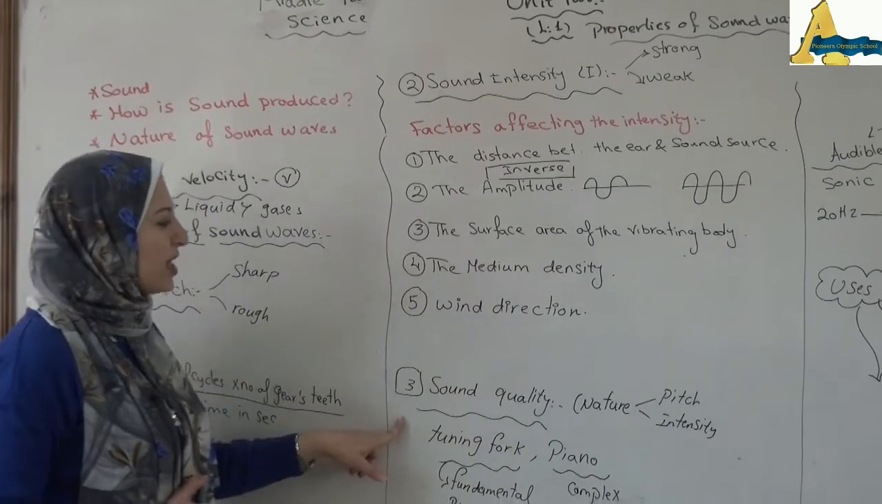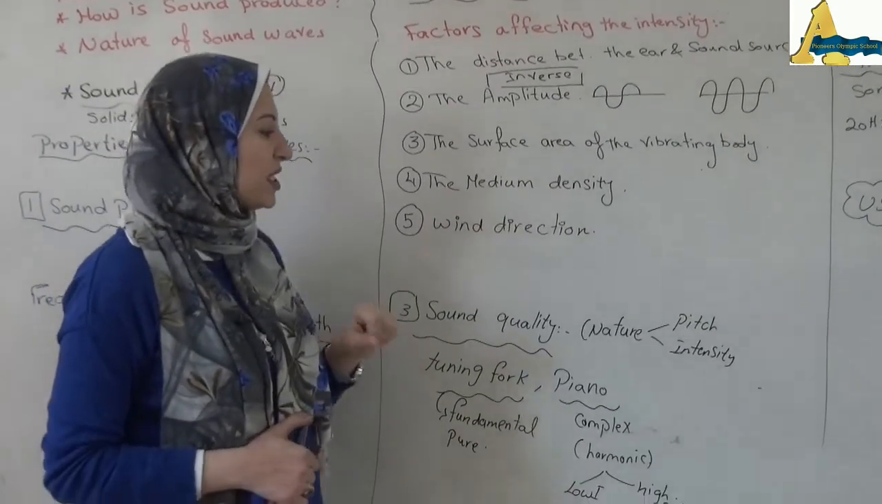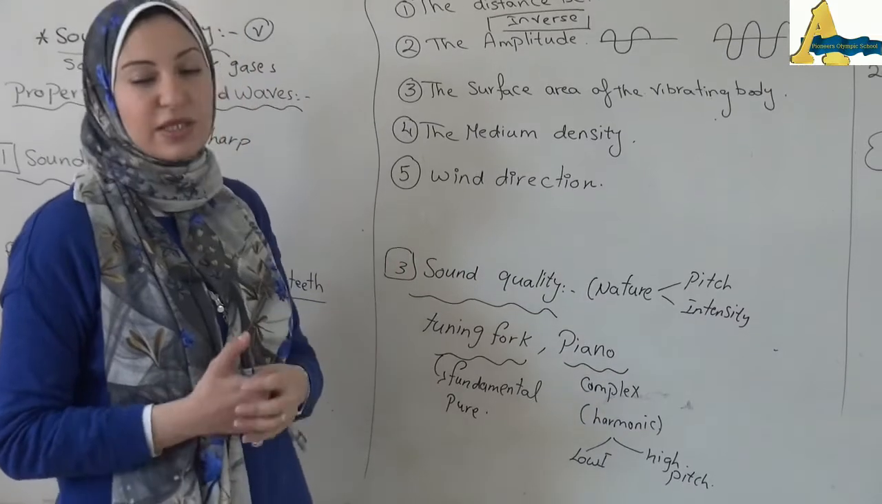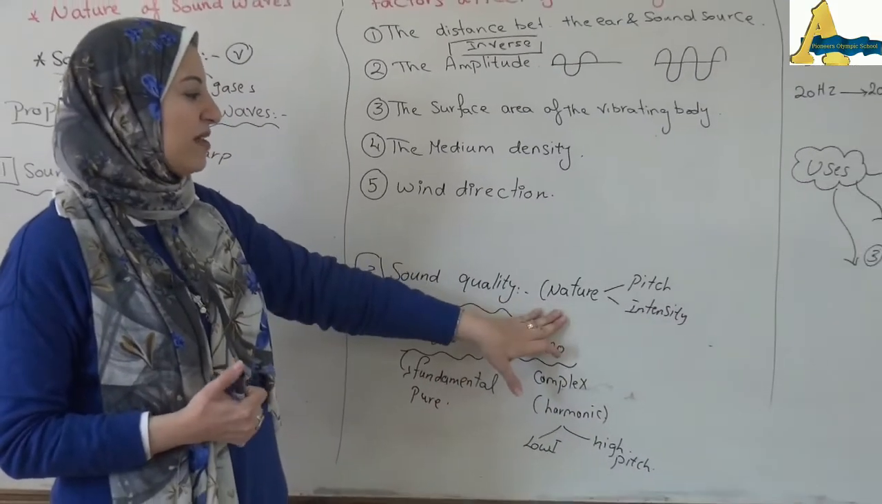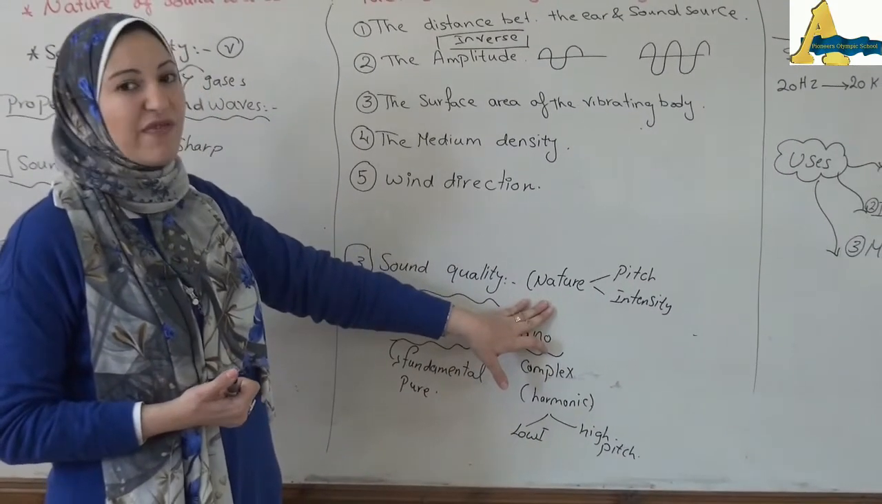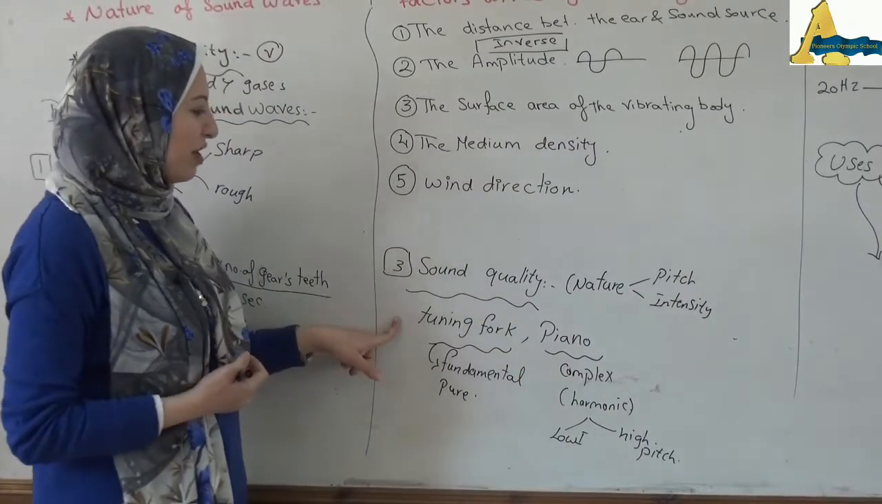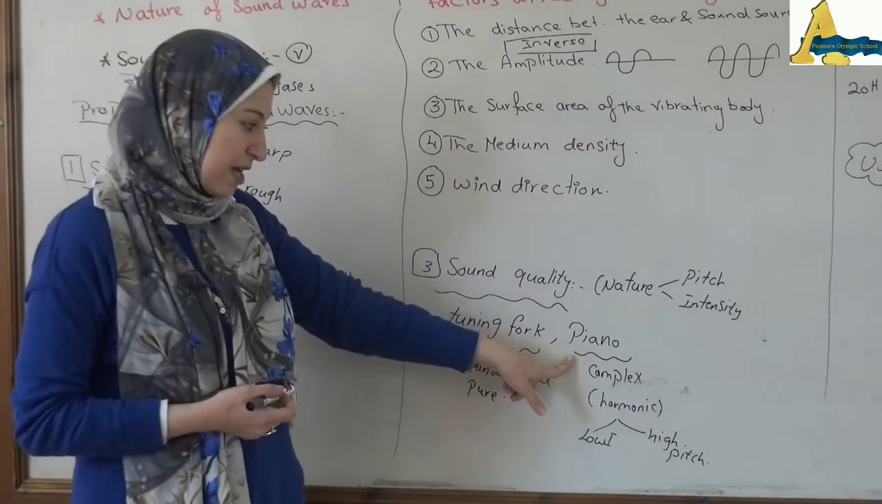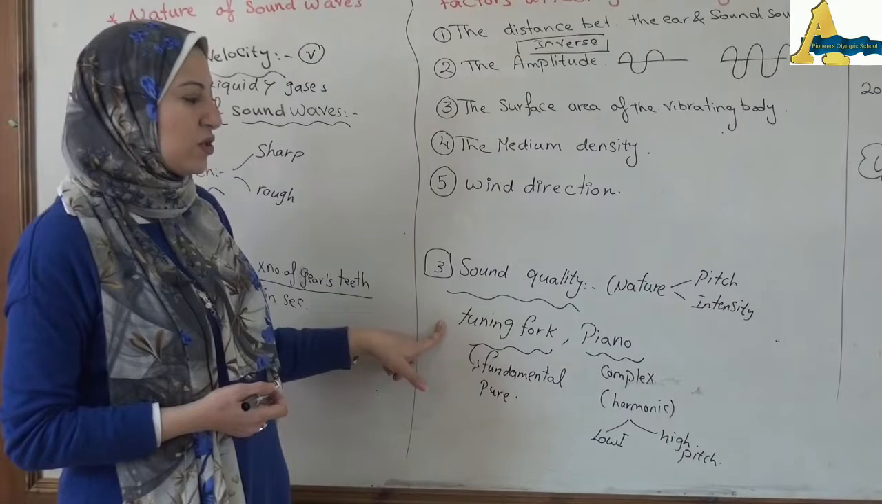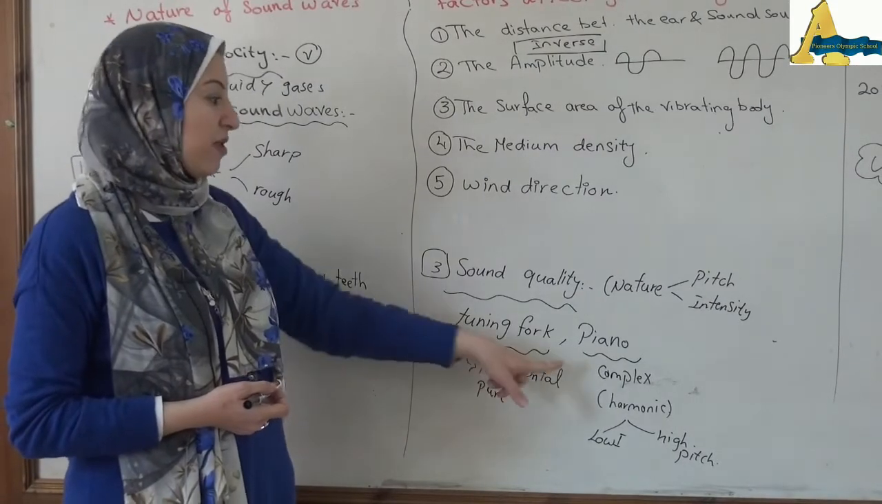Property number 3, the sound quality. It's a property by which the ear can determine the nature of the sound wave even when they are equal in pitch and intensity. Let's say an example: if I have a tuning fork and a piano, the sound produced from the tuning fork can be differentiated from the piano.